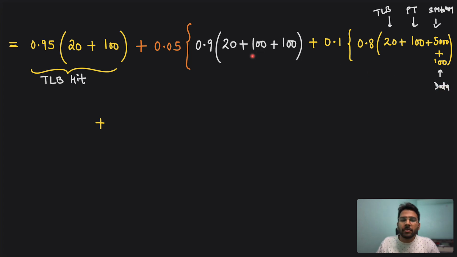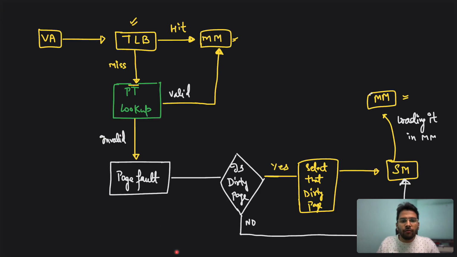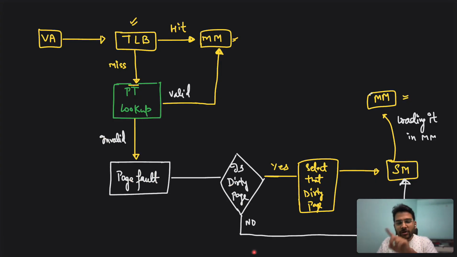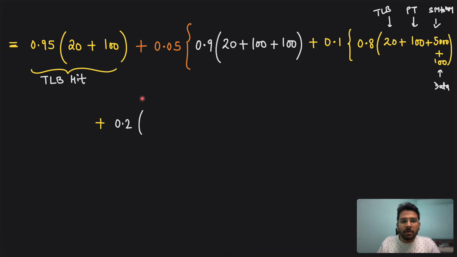Fine. But for 20%, what are we going to do? For 20% of the total page faults, as it is mentioned, a dirty page has to be written back to disk before the required page is read from the disk. So first you have to write it back to the secondary memory.